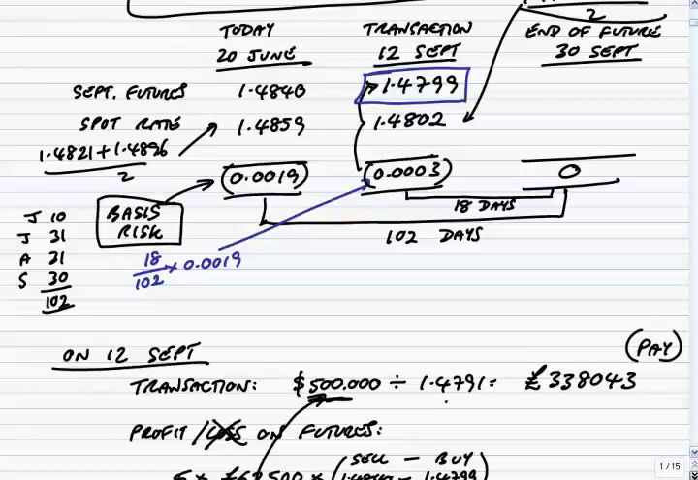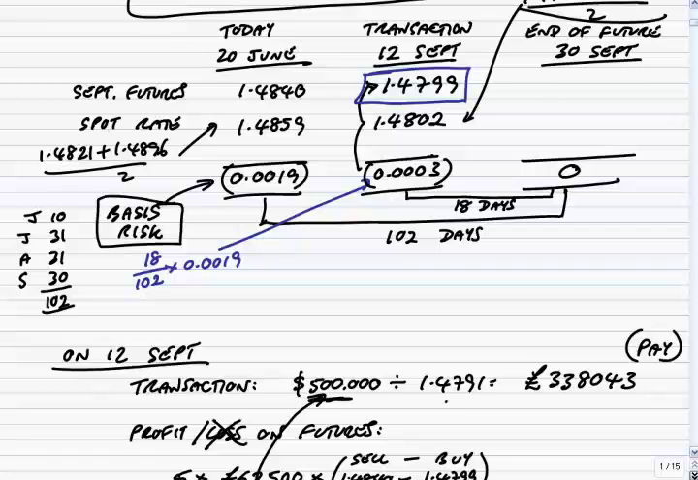And in fact, different people refer to it slightly differently. It doesn't matter for the exam. Some people refer to the difference itself as being the basis risk. Other people refer to the basis risk as being the difference in the movement. But the point is, that's the problem we've been talking about.